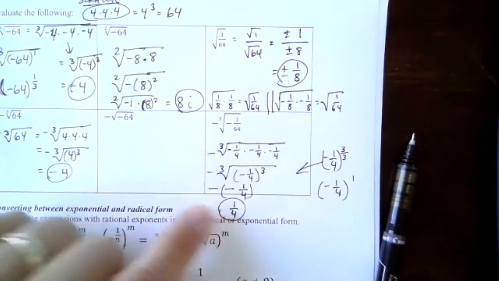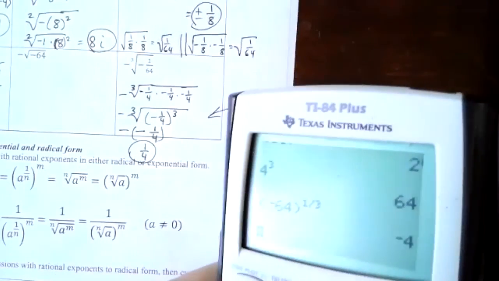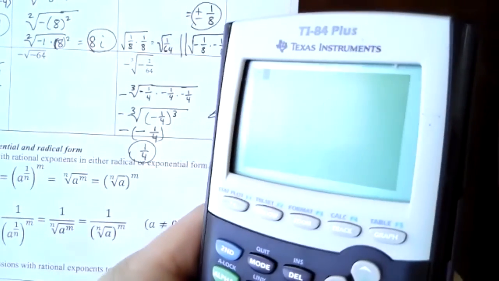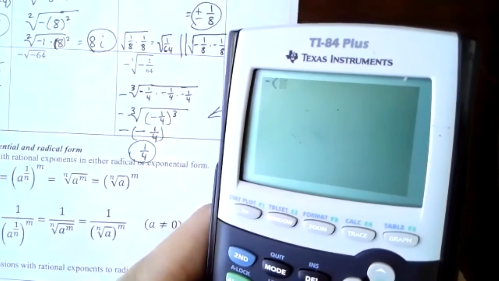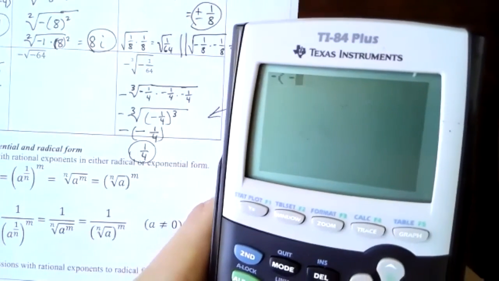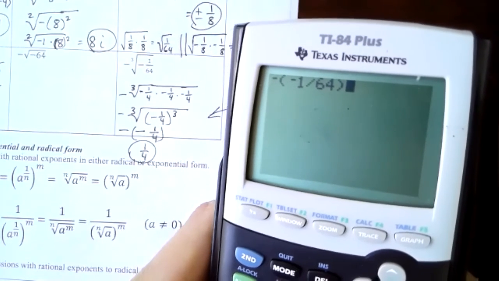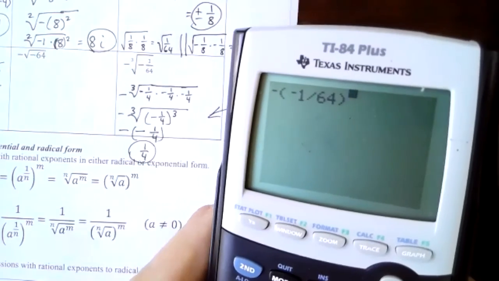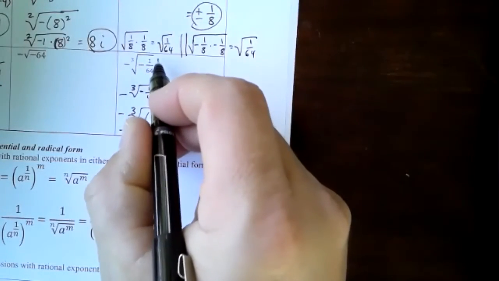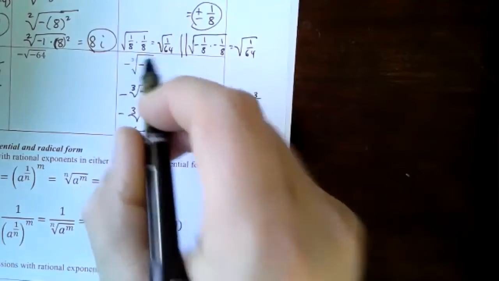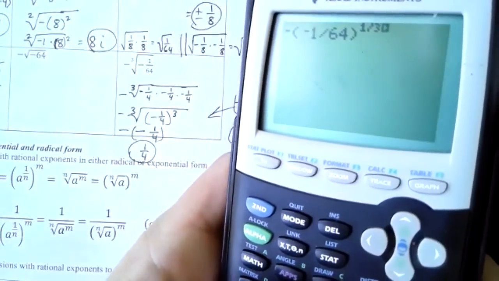Let's prove it on the calculator. Let's come over here and type it out. Click on second, mode, clear. I'm going to put the negative first, and I'm not going to mess with it. Then I'm going to put the parentheses, and put -1/64 underneath the parentheses. Then I'm going to raise that to the, now there is no exponent under here, so I'm going to raise it to the 1/3 power.